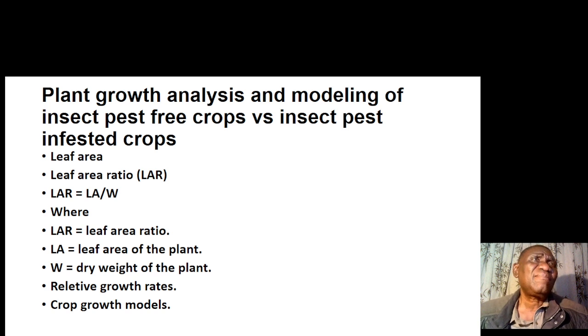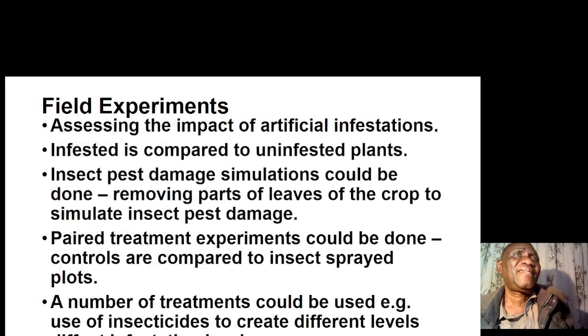Leaf area ratio can be important, and it can be obtained using that equation, where you have probably leaf area over the weight of the leaves. Then you can also have relative growth rates. Crop growth models can also assist to assess insect pest damage or impact of insect pests on crops.